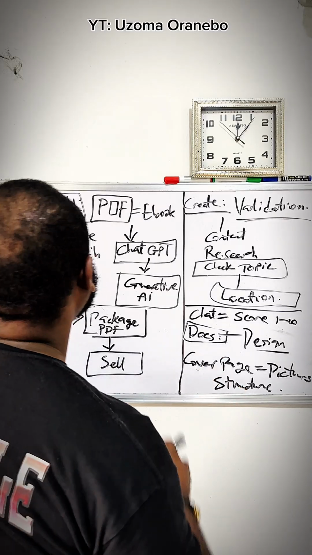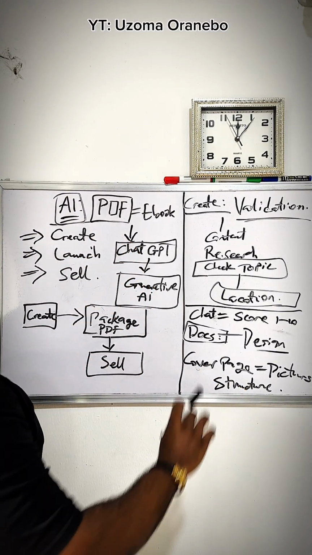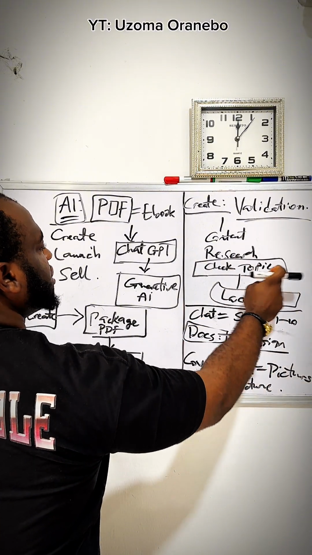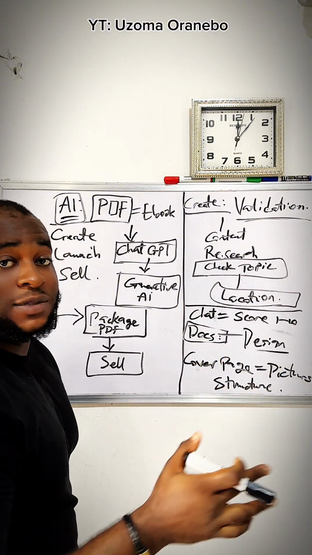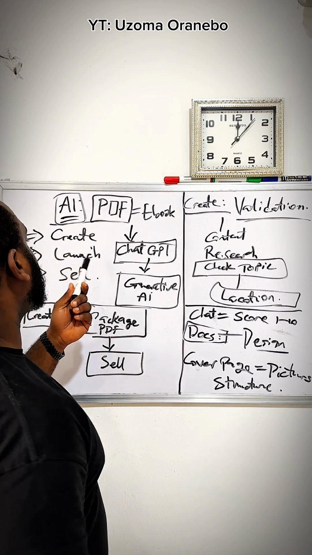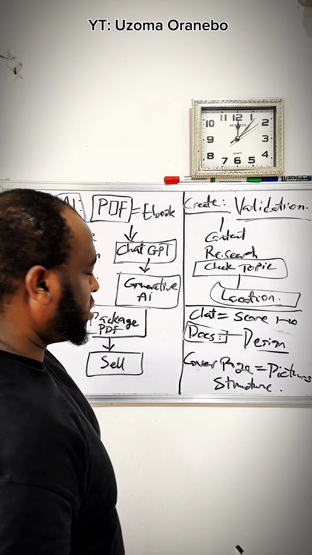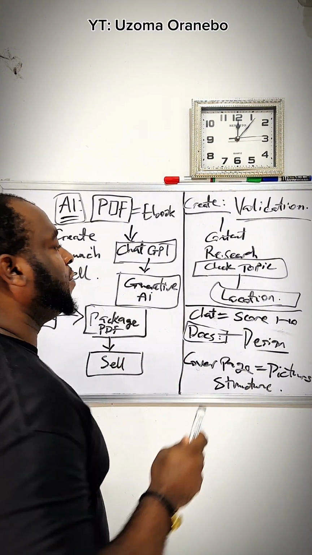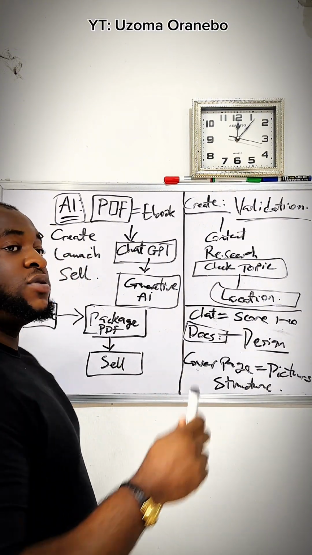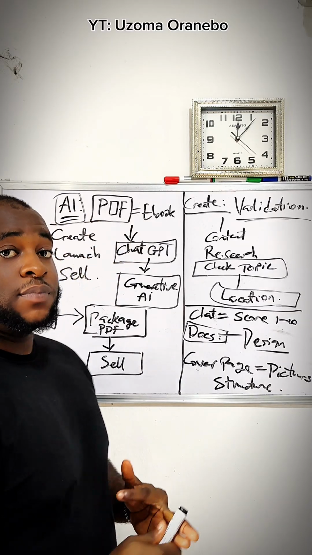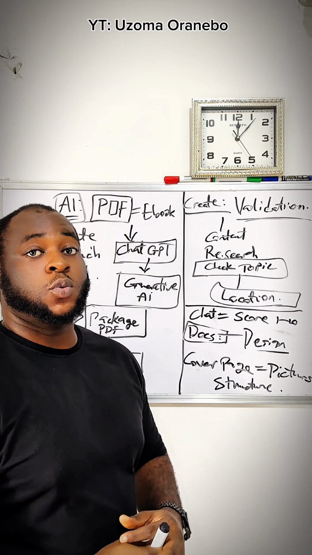Then the next part is called the launch. Now, when you're finished validating your idea through content, through research, by checking topics on forums, based on the location, the next thing you need to do is to launch it. How do you launch it? Launching is one of the most important factors when it comes to AI PDF, because if you don't know how to launch it, you're going to sell to your friends and your family, and guess what? You will not make any money from them. You may make some, but not as much as you want to.